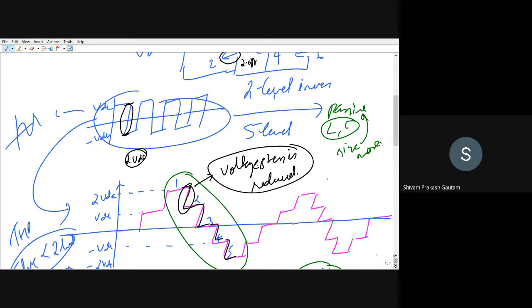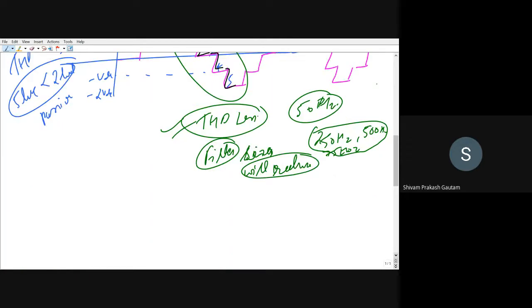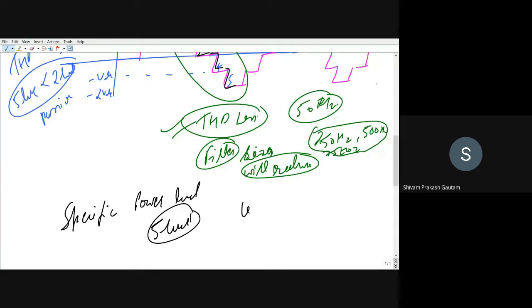And there is a specific power level for which we will use our 5 level, right? Because for lower power, this 5 level will not be that useful.